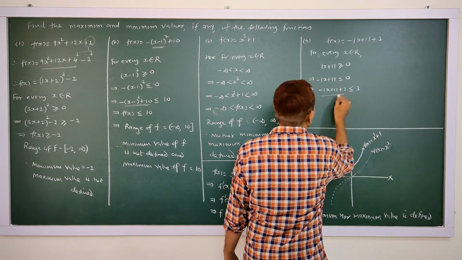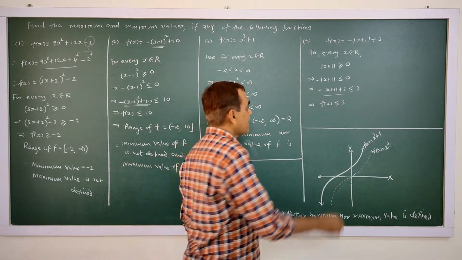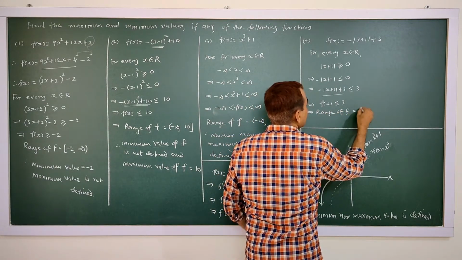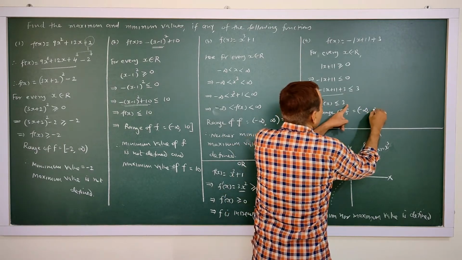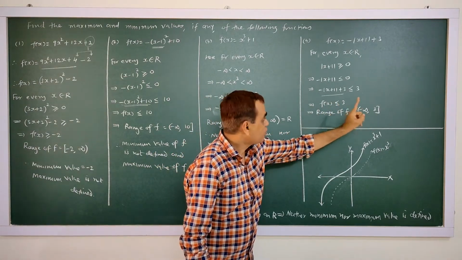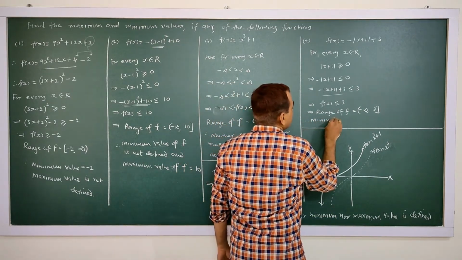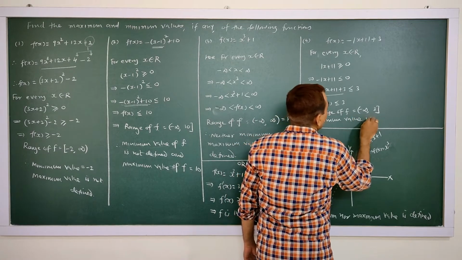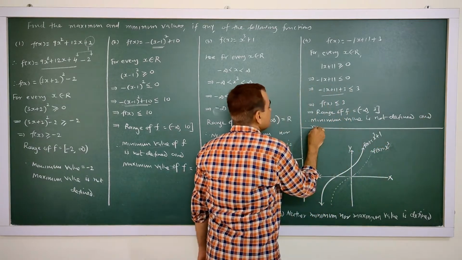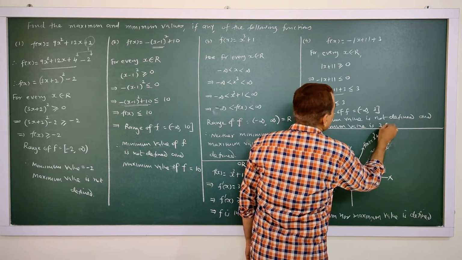So this is f(x). Therefore, f(x) is less than or equal to 3. So the range of f(x) is (−∞, 3]. f(x) assumes values less than or equal to 3. So the maximum is 3, the minimum is not defined. Therefore, the minimum value is not defined and the maximum value is 3.